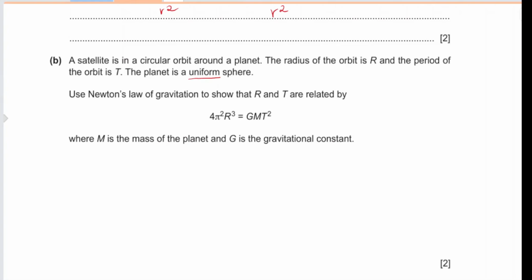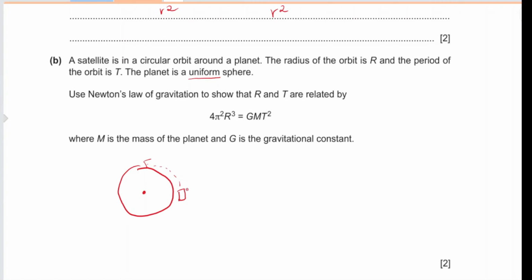So let's try to visualize this, okay? I really like to visualize questions whenever we are proving something. So we have a planet over here, and you have a satellite which is going in a circular orbit. So maybe you have this satellite which is going through a circular orbit towards this planet. Now the radius of this orbit is r, and the period of the orbit is T. The planet is a uniform sphere. So obviously this is the planet, right? And it has a center over here.